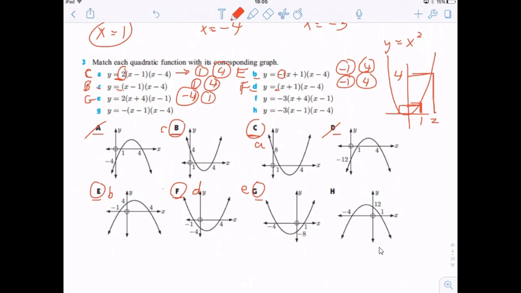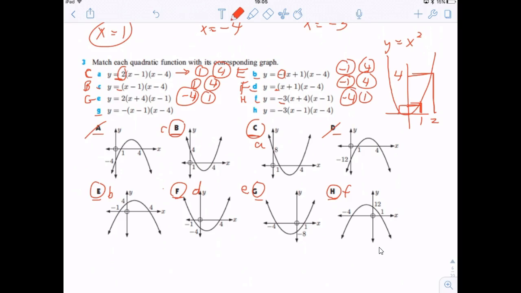Okay. And F. F has roots at -4 and +1. And it opens down, right? Because it's -3, it opens down. And it's also kind of narrow because it's 3. So it opens down, it's narrow. -4 and 1 are the roots. So the only one left that has -4 and 1 as roots is this one. So it's got to be this one. We didn't even have to check to see if the 3 was the correct factor or not. So this would be H and this would be F.